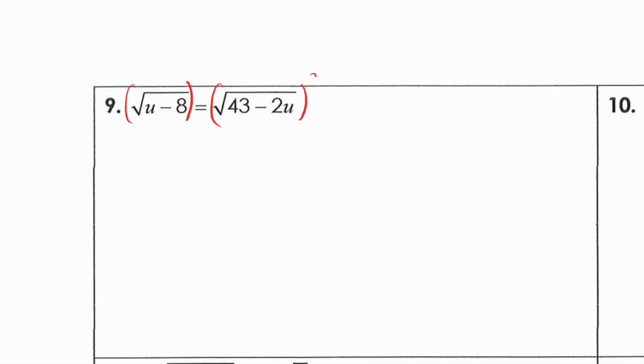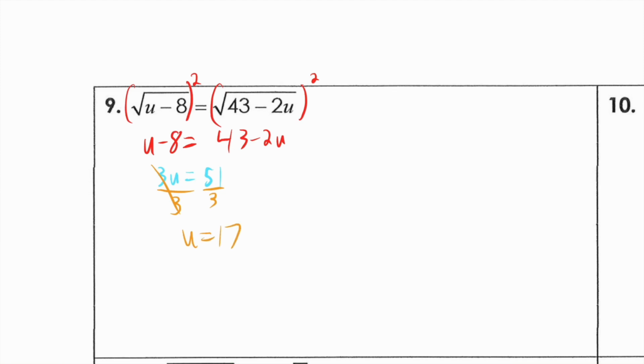So we're going to square both sides, and on the left, square the square root, you undo it, and you just get u minus 8. On the right side, the same thing happens, and we just get 43 minus 2u. And this is just a run-of-the-mill equation now, where I have to get my u's on one side, my numbers on the other. So I'm going to move my smaller u by adding 2u to both sides and getting 3u. And in the same step, I'm going to add 8 to both sides to get that away from my variable, giving me 51. So now if I divide by 3 on both sides, I'll get u equals 17.